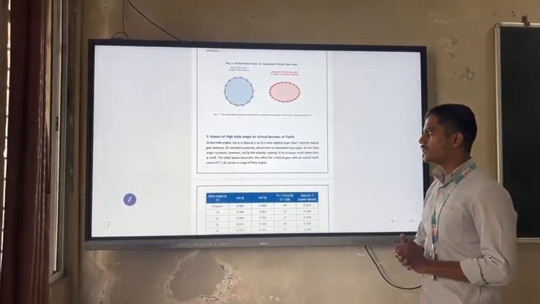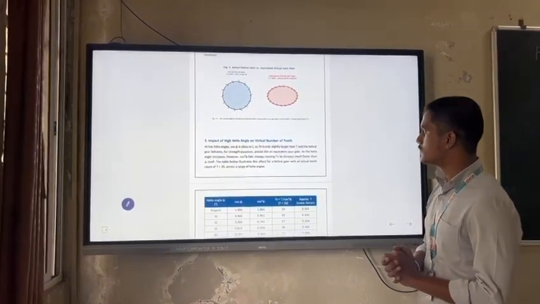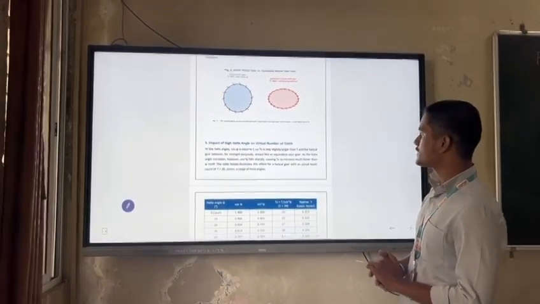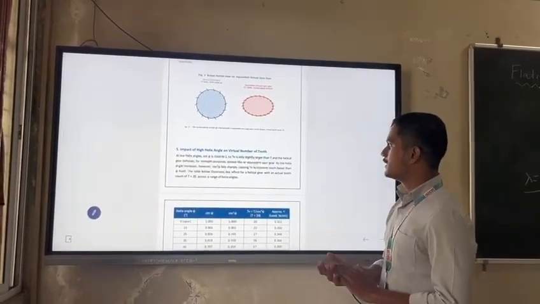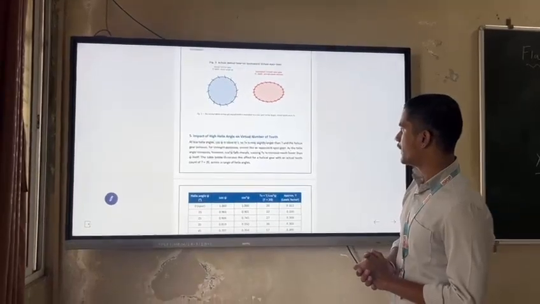At low helix angle, cos psi is close to 1, so TV is only slightly larger than T, and the helical gear behaves, for strength purposes, almost like an equivalent spur gear.